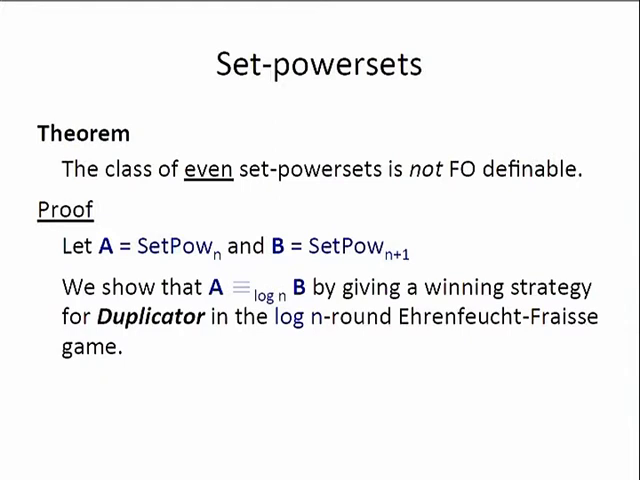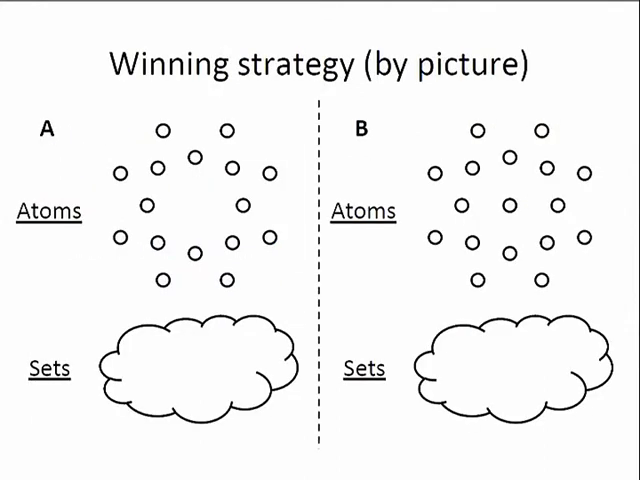Okay? So this establishes that the set of power sets is not first order definable. And again, I'm going to illustrate this strategy visually. Here's the picture of the structures A and B. We can see that A and B have the two sorts, the set of atoms and then some cloud of sets. And B has one extra element here, this gray dot in the middle, okay?